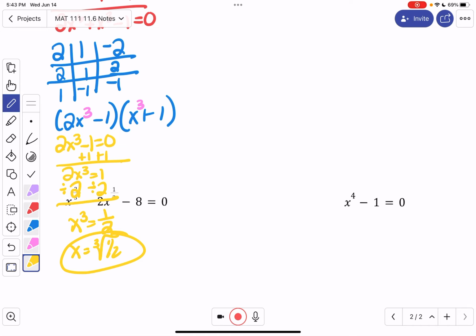Over here, we have x cubed plus 1 equals 0. I'm going to subtract 1 from both sides. We get x cubed equals -1. We take the cube root. Cube root of -1 is -1. And there are our solutions.